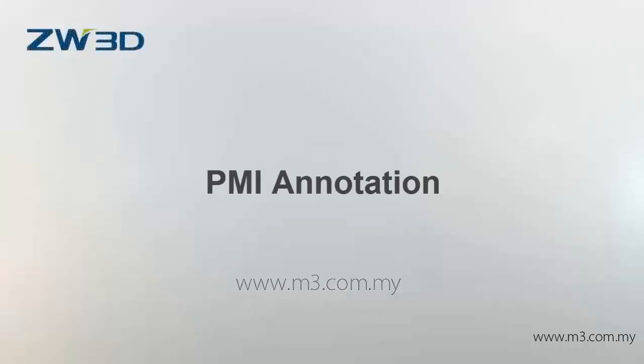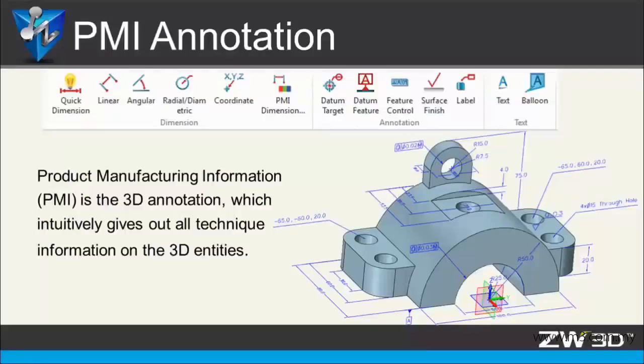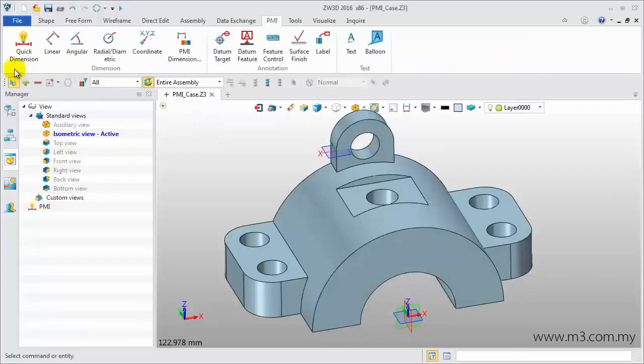PMI Annotation. ZW3D 2016 provides a whole new 3D annotation named PMI, Product Manufacturing Information. This is the PMI ribbon toolbar. Designers can create 3D dimensions or annotations on a model. They will be listed in the View Manager.